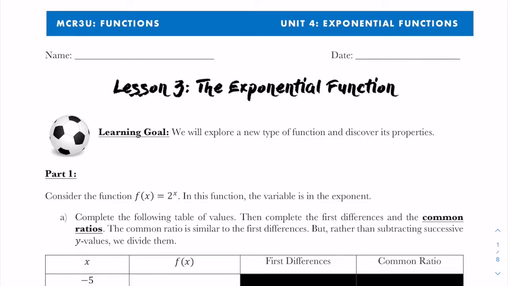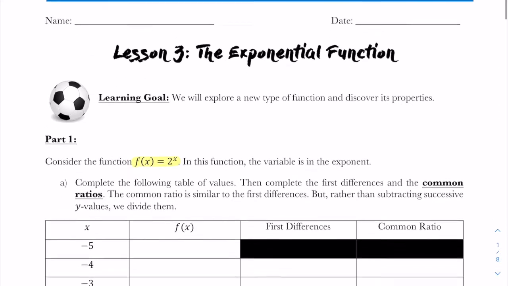In part 1, we're going to consider the exponential function f of x equals 2 to the exponent x. Notice, with exponential functions, the variable is the exponent. The base can be any number. I chose 2 in this example, but it easily could have been a 3 or a 4 or a 5. The rules still apply. Let's get started in part A.